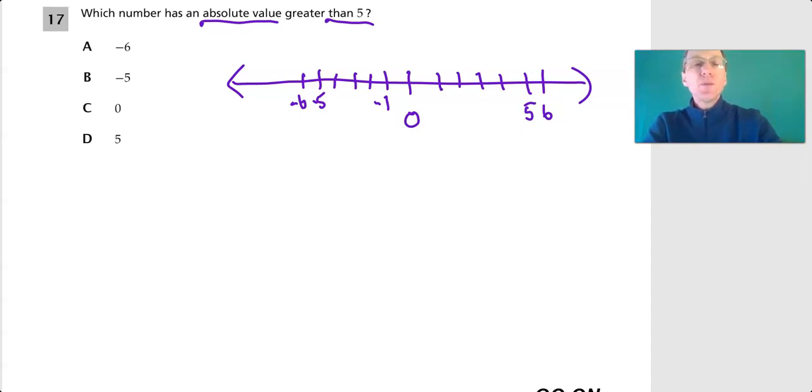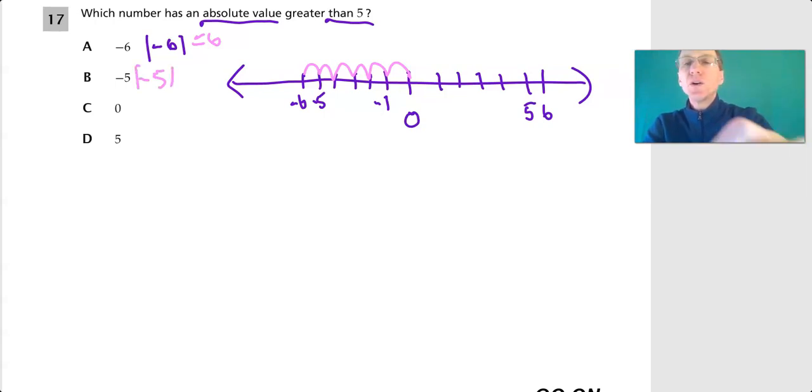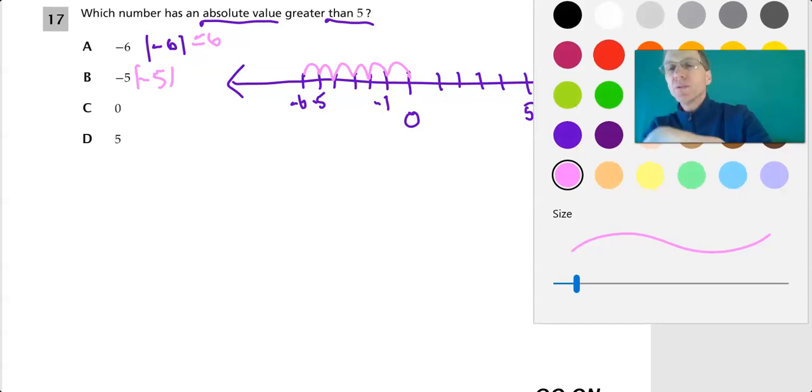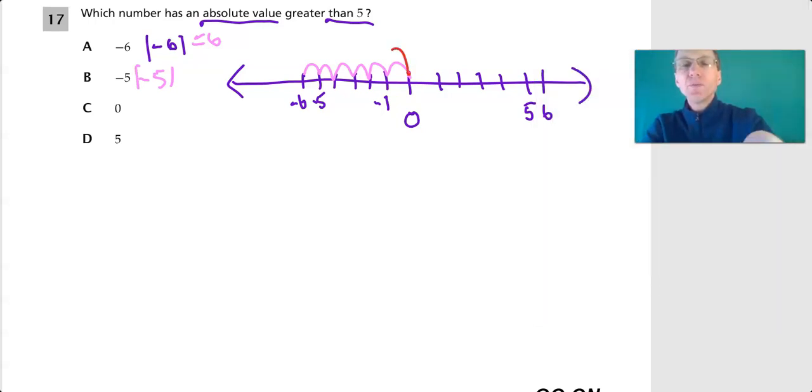So what's the absolute value of negative 6? They use those symbols. It just means how many spaces from 0. Well, negative 6 is how many spaces from 0? It is 1, 2, 3, 4, 5, 6 units from 0, so the answer is 6. The absolute value of negative 5 is only 5 spaces from 0, so it's not going to be quite as far. 5 spaces, 1, 2, 3, 4, 5.